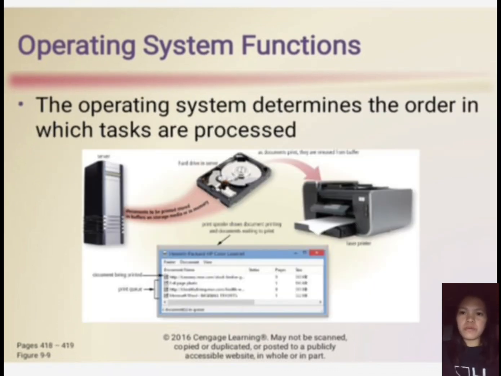Next, the operating system determines the order in which tasks are processed. The operating system, or OS, plays a crucial role in managing the processing of tasks, also known as processes or threads, in a computer system. The OS determines the order in which tasks are processed through a process called scheduling.